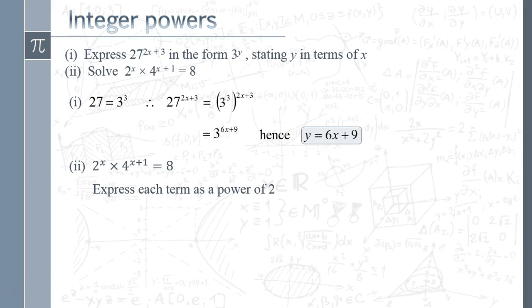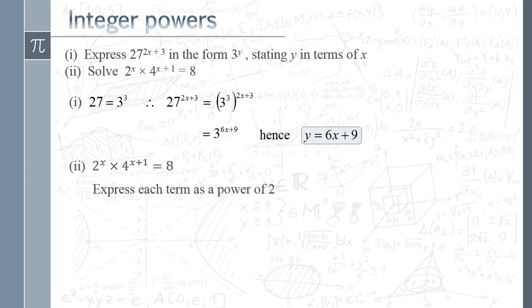In the second example, we've got a similar technique, but we're going to use a slightly different idea to get to a result here. Here we're actually being asked to find the value of x. So we're going to start off by expressing each term as a power of 2. And I know I'm going to do that because in each case I've got 2, 4, 8, all powers of 2. You have to look at the numbers that you've got there as the basis for your powers and decide which is your smallest number that you're going to use.